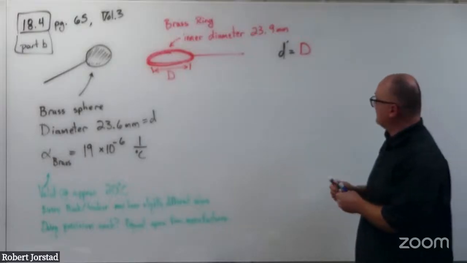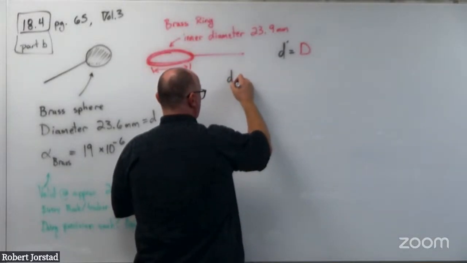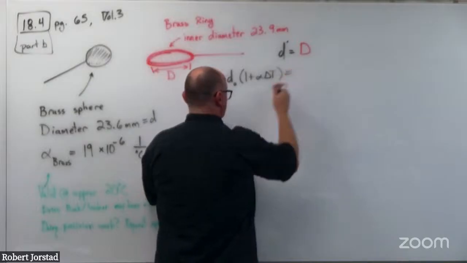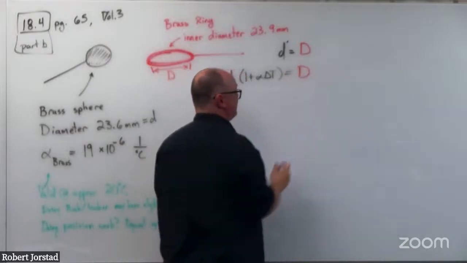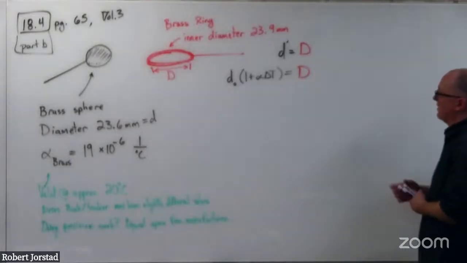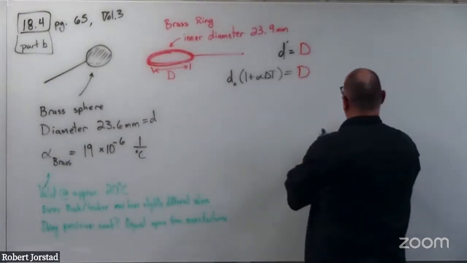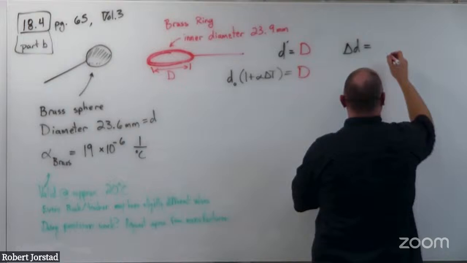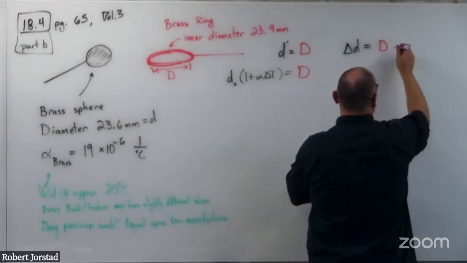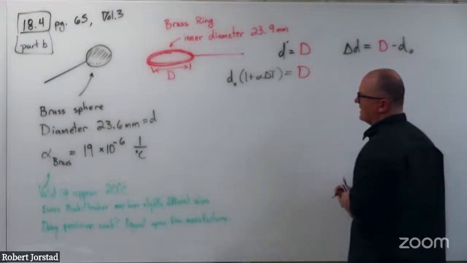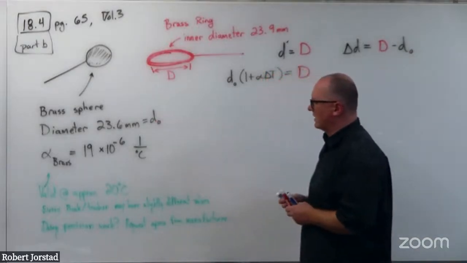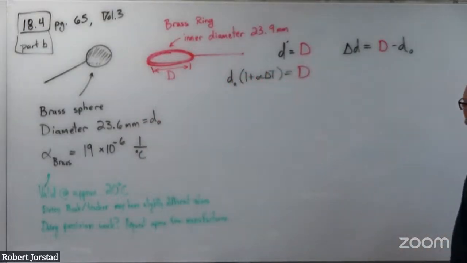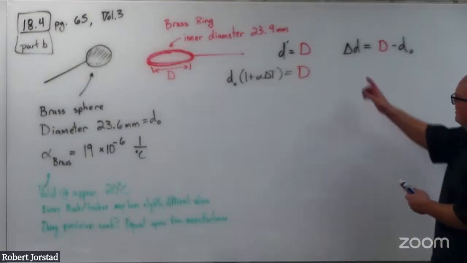In this case, D prime, you could say, is D naught times 1 plus alpha delta T, and that should equal D. Now another way you could do this problem, you could also instead say delta little d should equal the difference between the two. And maybe I'll call this D naught, where that's the initial diameter when it's unheated at room temperature. Everything's at room temperature in here right now. So, and if you look, what does this equation give me?